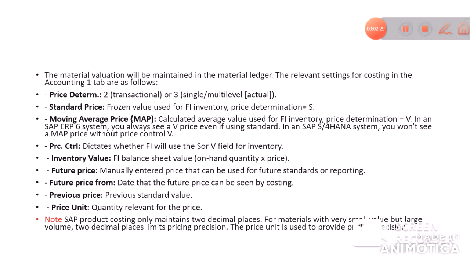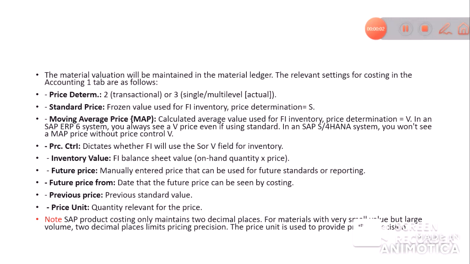Standard price is the frozen value used for FI inventory, price determination equal to S. Moving average price, MAP, is the calculated average value used for FI inventory, price determination equal to V. In an SAP ERP 6 system, you always see a V price even if using standard. In an SAP S/4HANA system, you won't see a MAP price without price control V.